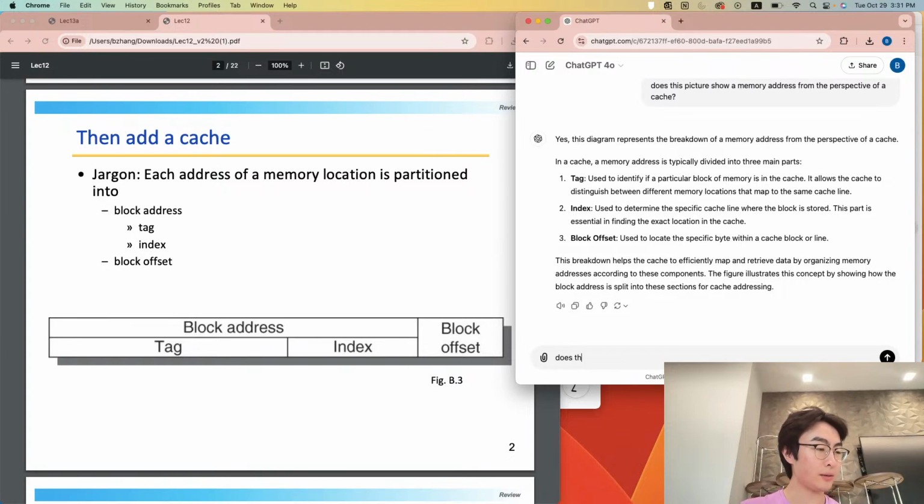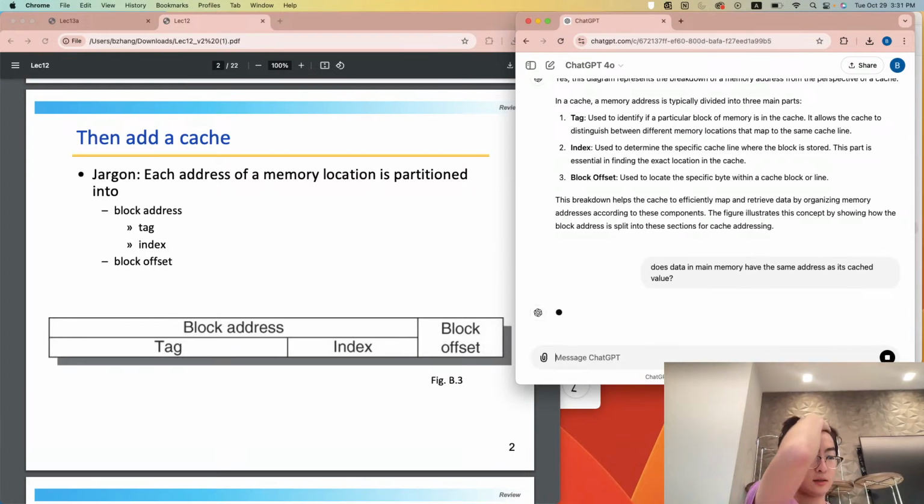So does a memory address in main memory have the same... Okay, wait, actually, does data in main memory have the same address as its cached value? Let's see. I don't know if that's the right way to put it. Okay.